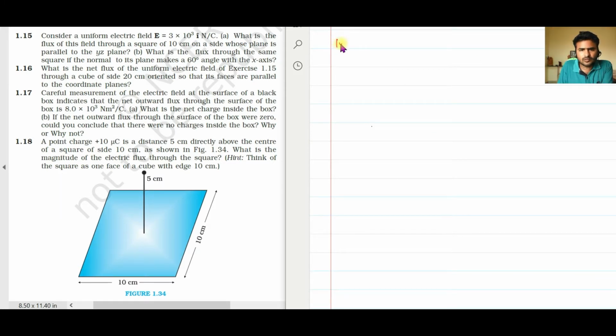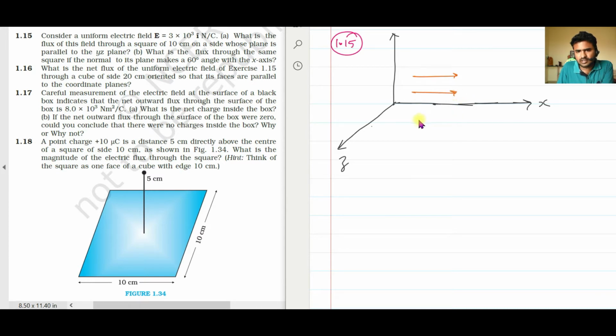So question number 1.15 says: consider a uniform electric field E = 3 × 10^3 i cap Newton per coulomb. What is the flux of this field through a square of 10 centimeter on a side whose plane is parallel to the YZ plane? Basically they have given an electric field along the X direction. Let us say this is my X axis, that's my Y axis, and that's my Z axis. The electric field is 3 × 10^3 i cap, that means there is an electric field everywhere along the positive X direction.